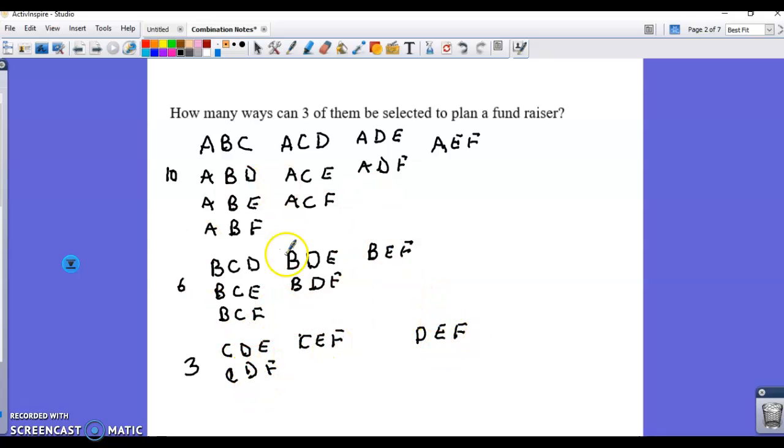So each one of them is going to be in 10 possible groups, but there's going to be a lot of overlap, so you don't want to count those every time. So that's 1. So this would be 10, 6, 3, 1. Add those up, 16, 17, 18, 19, 20. There are 20 possible groups that we can make with 3 of them.